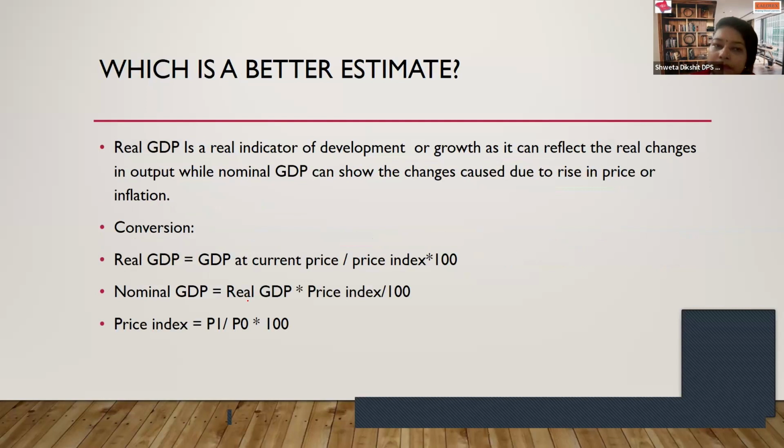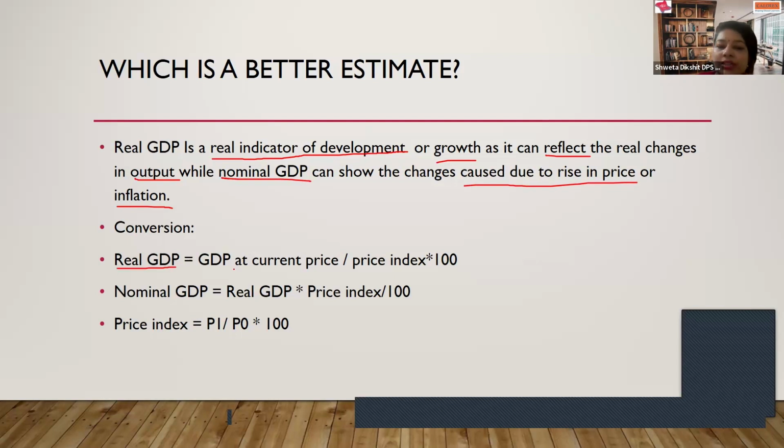Now, which is better? Of course, real GDP is better. It is considered to be better. Why? Because it is not affected by inflation, or it is not affected by the changes in the price. Real GDP is the real indicator of development or growth. It reflects the real picture of the changes in the output. While if you talk about the nominal GDP, they can show the changes which have been caused due to rise in the price, or because of inflation. You can better relate it because you are very much done with these topics in previous class, that is class 11th.